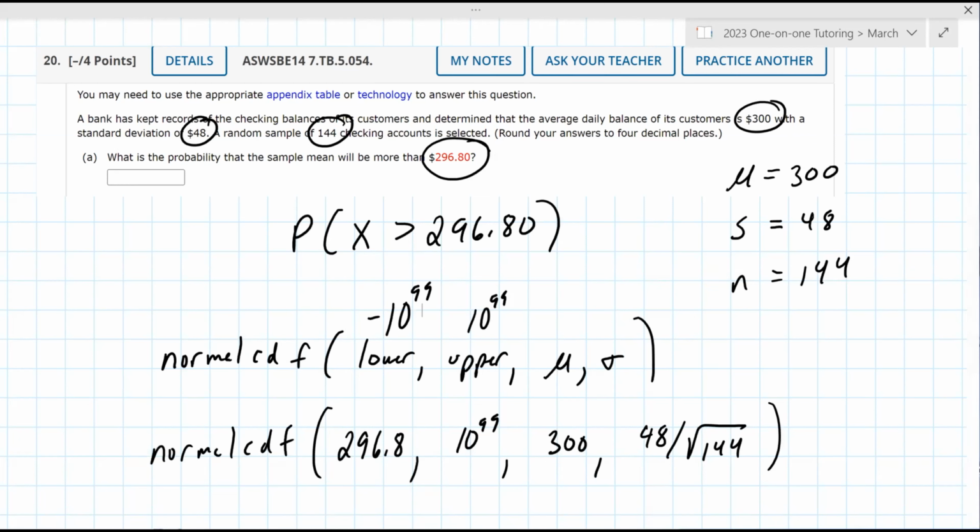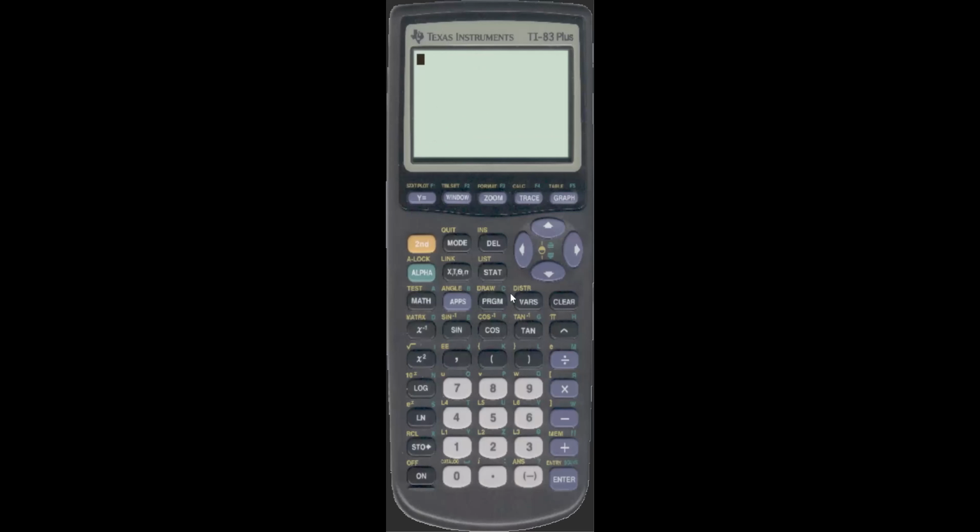Let's go to the calculator. Let's make sure that it's clear where to get all that. Second, distribution. It's under second distribution, and you want that second one there, normal CDF. So you put those numbers in: 296.8, comma, 10 to the 99, comma, 300, comma, 48 divided by the square root of 144.